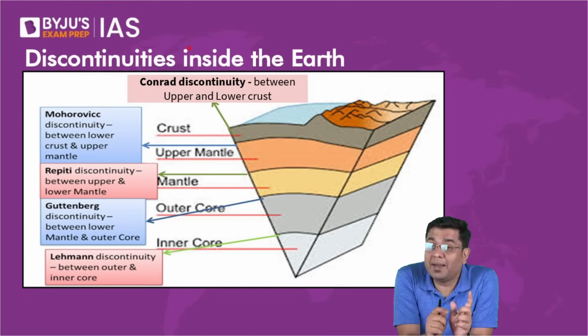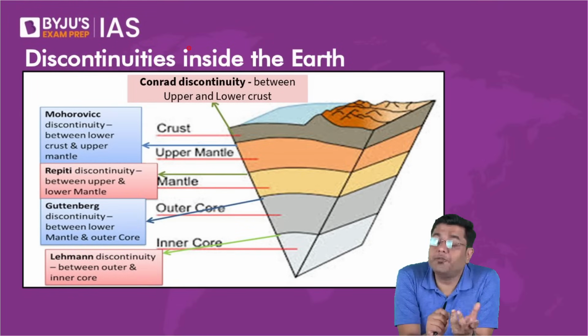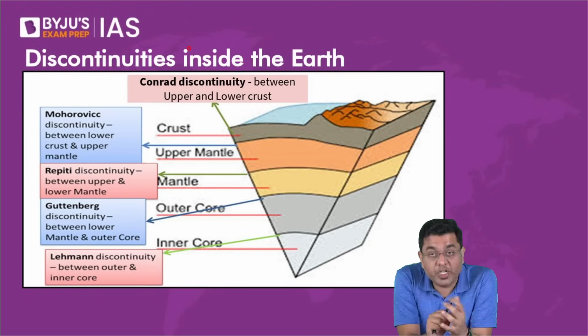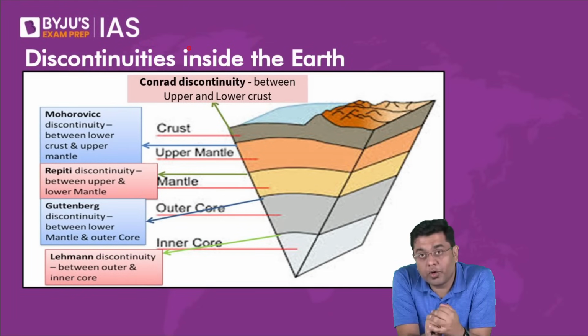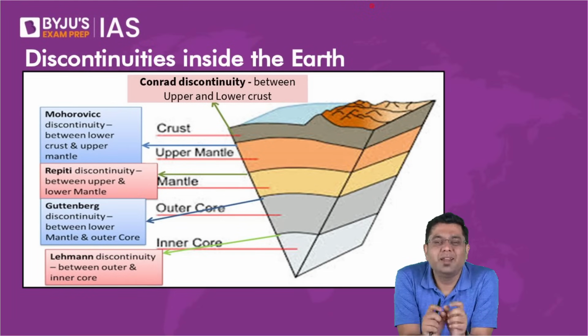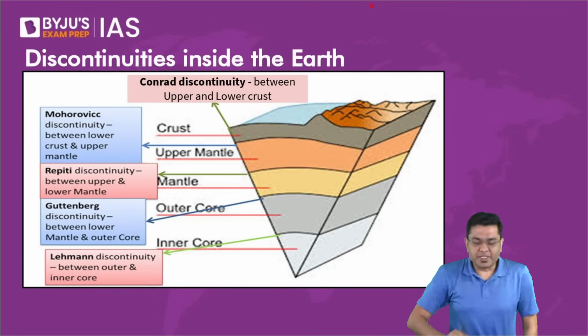Then the mantle is separated from the molten outer core by what is referred to as the Gutenberg discontinuity. And eventually, the molten outer core is differentiated from the solid inner core by what is referred to as the Lehmann discontinuity. So, these are your different types of discontinuities which are in existence.